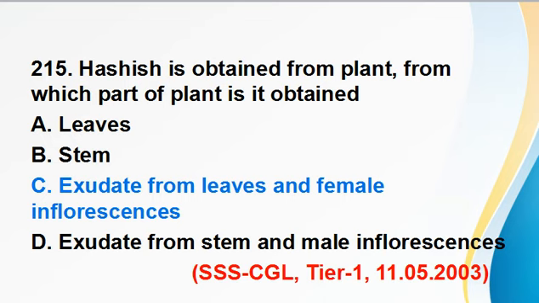It is exudate from leaves and female inflorescence. So hashish क्या है actually? Hash is a, इसे hash भी बोलते हैं, and this is a drug that is made from cannabis plant. So cannabis sativa से ये obtain होता है, and this is mainly exudate from the leaves and female inflorescence. So answer C is correct.